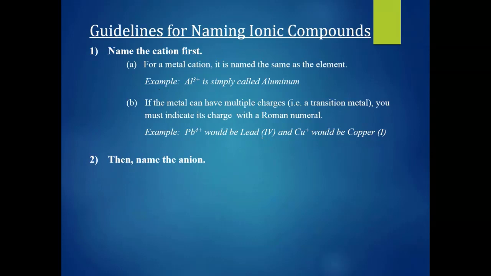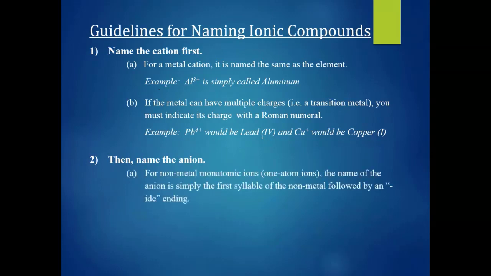So after you name the cation, then you can name the anion, the negative ion. For a non-metal monatomic ion, or one-atom ion, the name of the anion is just the first syllable of the nonmetal followed by an IDE ending. So you'll notice that we came across oxide. Well, O2 minus is oxide. O is oxygen, but when it's negatively charged, we just use the first syllable and then give it an IDE ending.